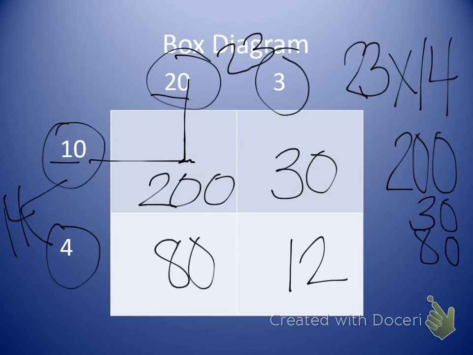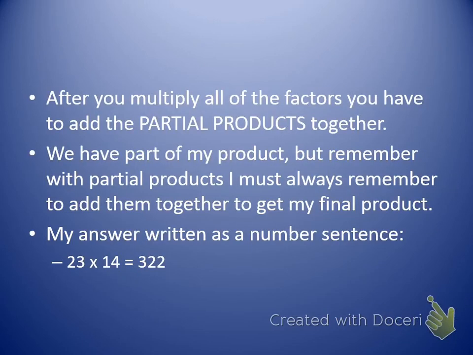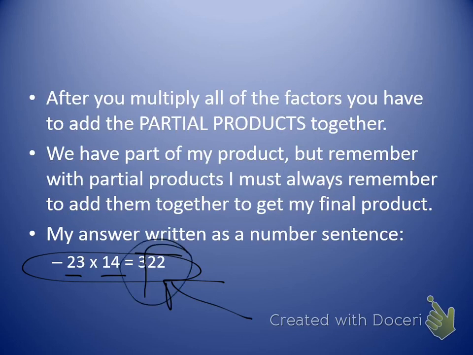When you are adding, you have to line up your numbers to keep your place value in order. So you add them up and get your final answer of 322. After you multiply all of the factors, you will have to add all of your partial products together. Writing your answer as a number sentence would be written just like this: 23 times 14 equals 322. Remember, in a number sentence, I have both parts of the original problem, so 23 times 14. I have my factors right there, and my answer is included.